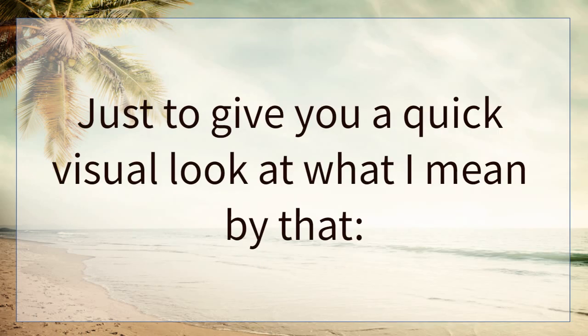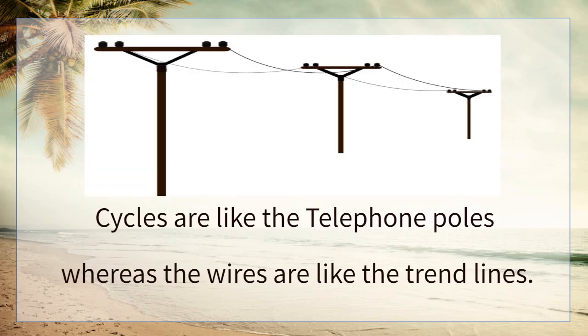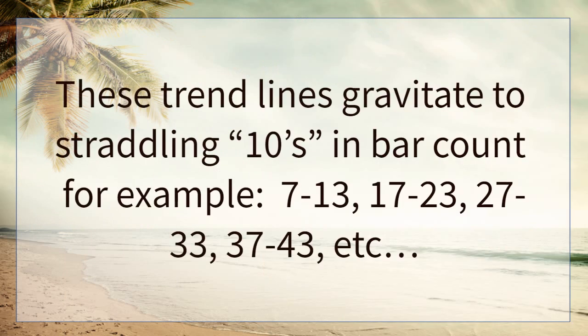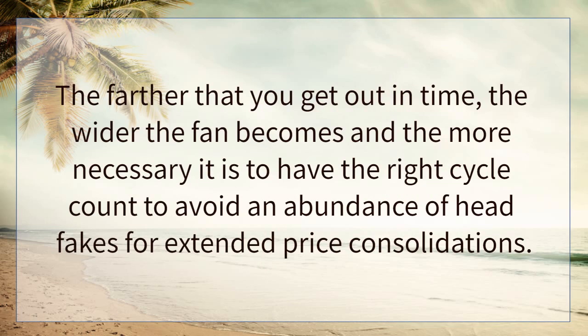Just to give you a quick visual look at what I mean by that, cycles are like the telephone poles, whereas the wires are like the trend lines. Cycles are placed at specific junctures based on either bar count or time, and are very consistent in how they act across various time frames or trading instruments. These trend lines gravitate to straddling 10s in bar count, for example 7 to 13, 17 to 23, 27 to 33, 37 to 43, etc. The further you get out in time, the wider the fan becomes, and the more necessary it is to have the right cycle count to avoid an abundance of head fakes for extended price consolidations.